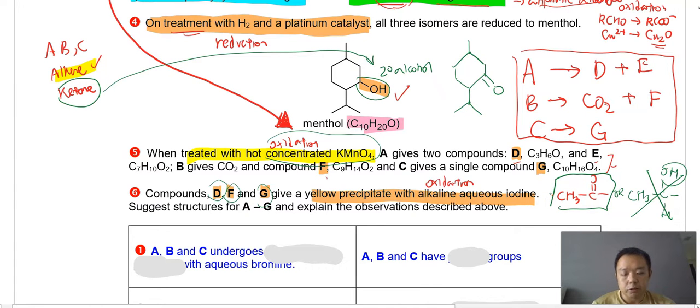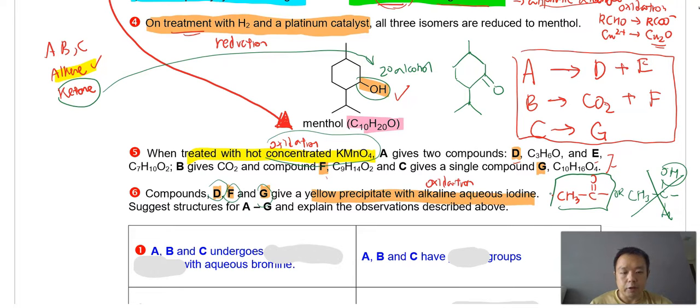So because we're supposed to get the structures of A to G, and therefore we need to explain the observations, let's have a go at writing the deductive statements first. Okay, if you have not done the deductive statements for this question, I suggest you pause the video now, try to write the type of reactions, and then identify the functional groups relating to the type of reactions.